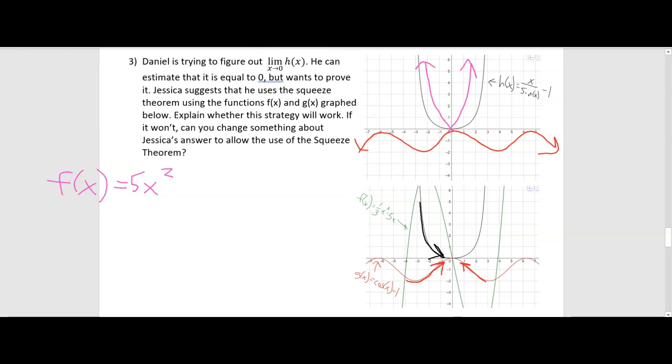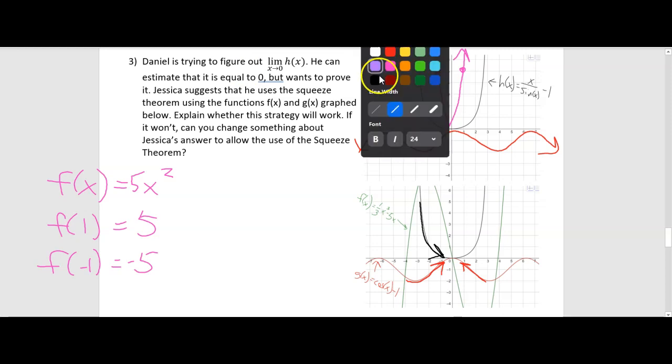And you could test a point. So we could test the point f of 1. f of 1 is going to be equal to 5, which is actually not close to what we have here. But if I now graph this function based on this point, my point would be here. Of course, f of negative 1 is going to be the same because it's an even function. And my parabola would be very, very narrow. So it would be greater than h of x at every point, essentially, specifically around x equals 0.